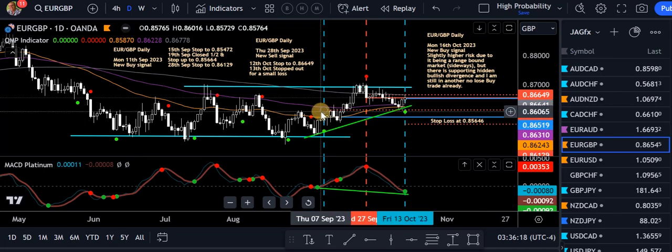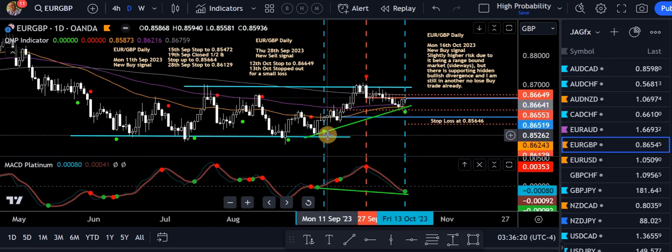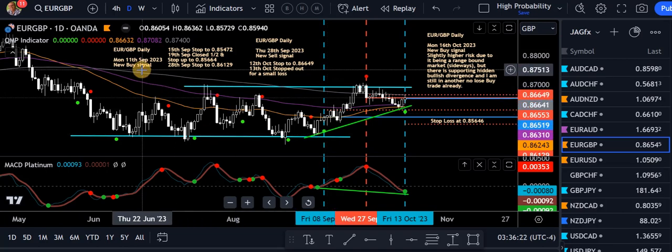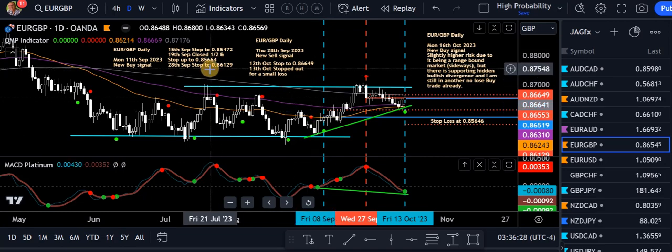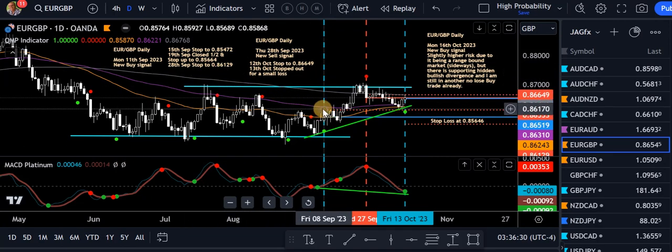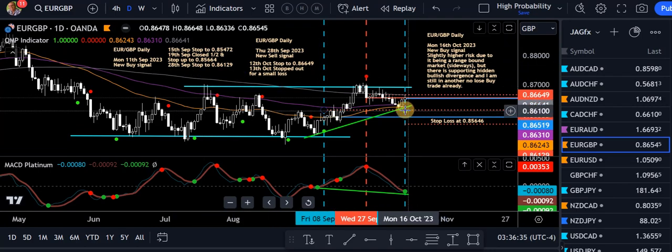All right, we're in a buy from, where's this one? Let's have a look. 11th of September. Yeah, it's going nowhere fast. 86129. So the stop's up here. All right, we can't lose on that buy. So there's the trade management for that.